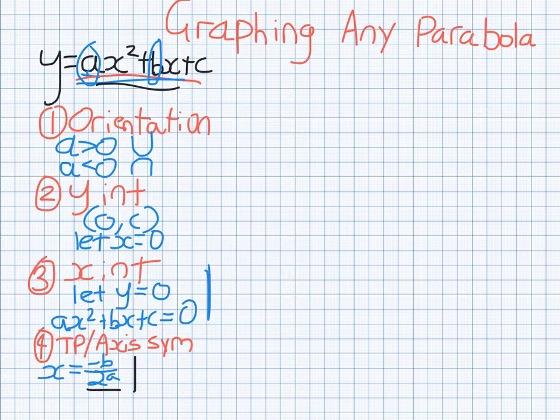That number is minus b over 2a. Minus b over 2a is also the x-coordinate of the turning point. So you will need to substitute that in and find the y-coordinate of the turning point. Okay, now hopefully this will become a lot clearer when we look at an example.